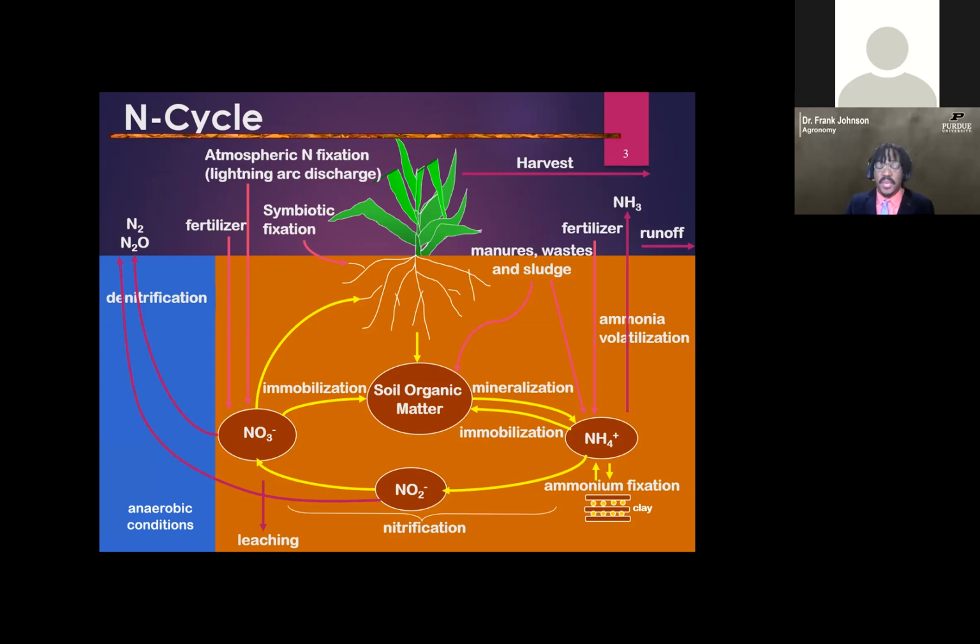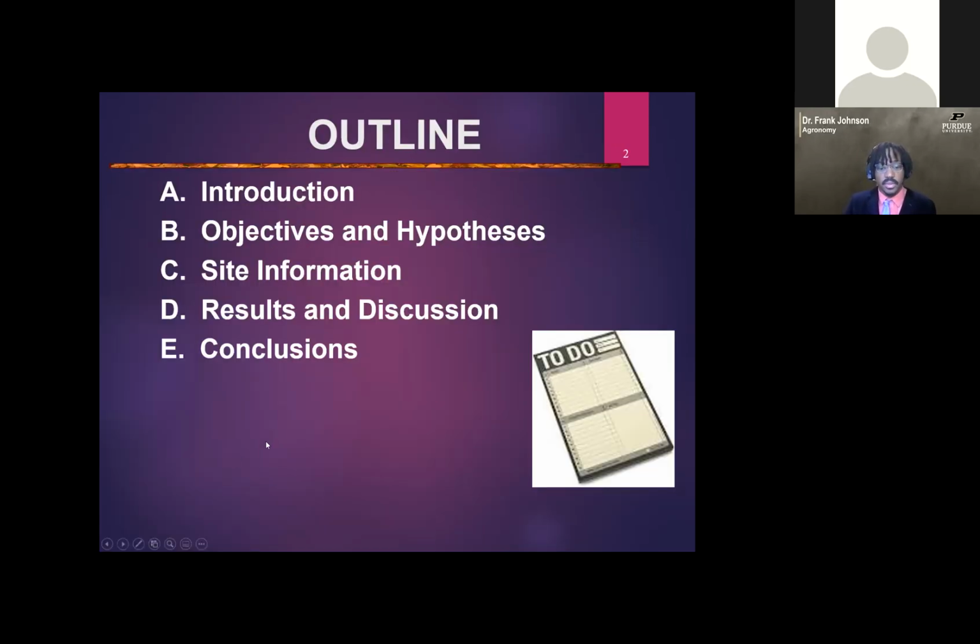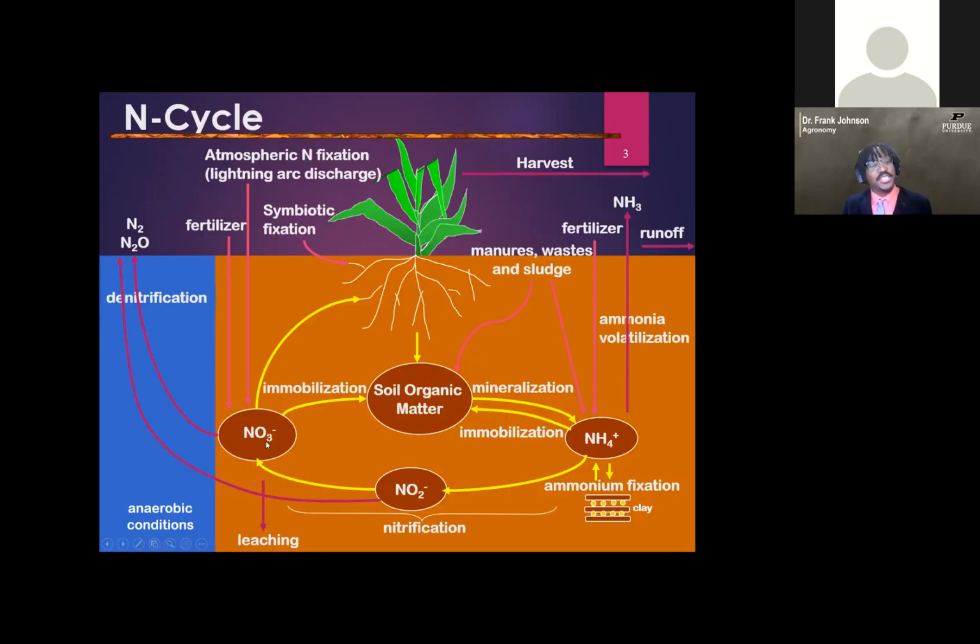Here's an illustration of the nitrogen cycle. As many of you know, nitrogen has many fates once it enters a soil system or an agricultural system. It's usually applied as fertilizer in the form of nitrate or ammonia. Nitrate can then be immobilized into soil organic matter, which can then undergo mineralization and release ammonium. Ammonium can be lost through volatilization or get fixed between clay particles.